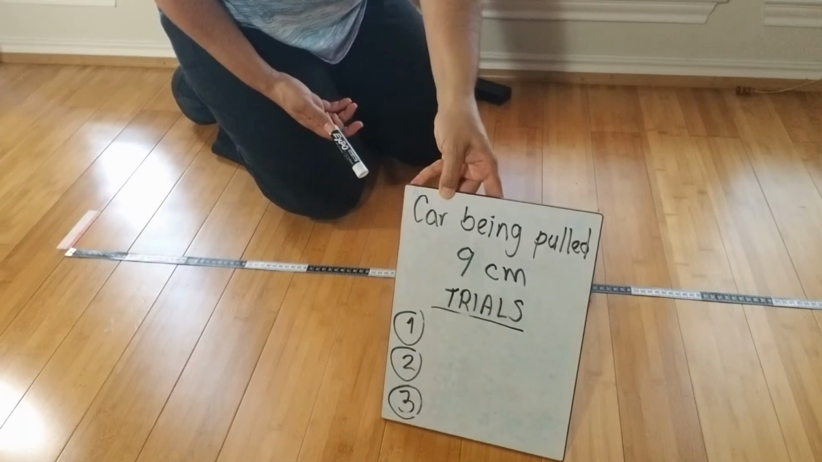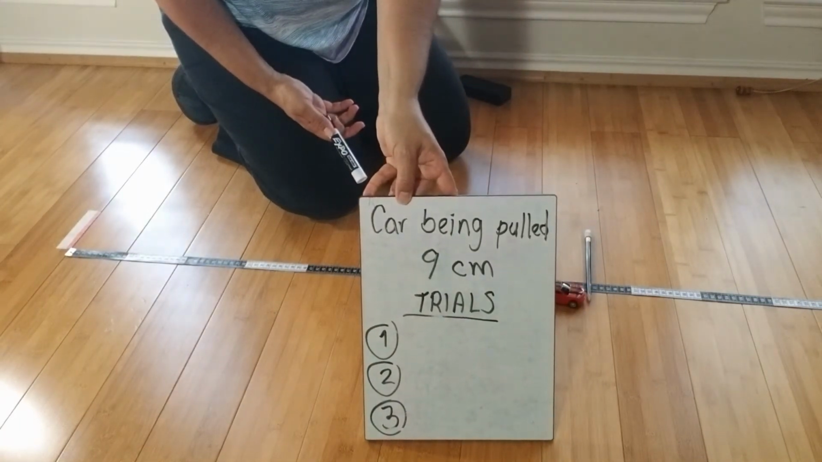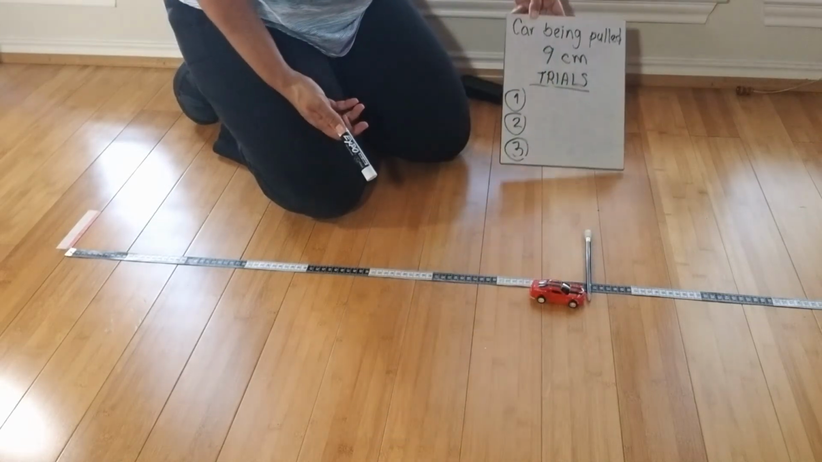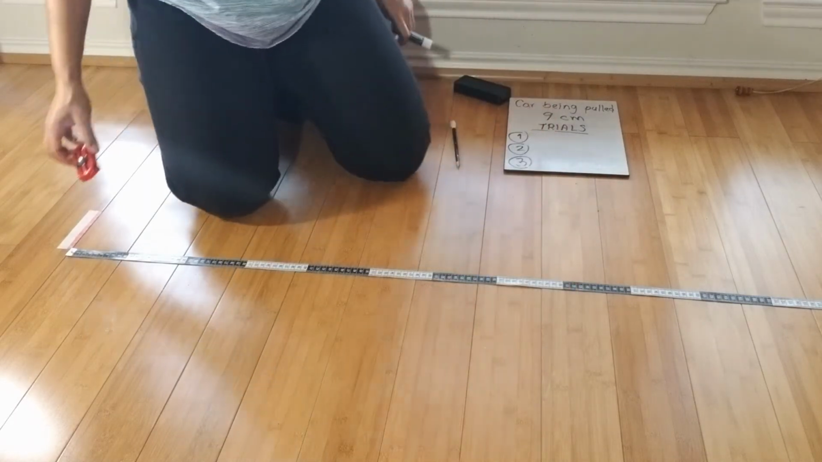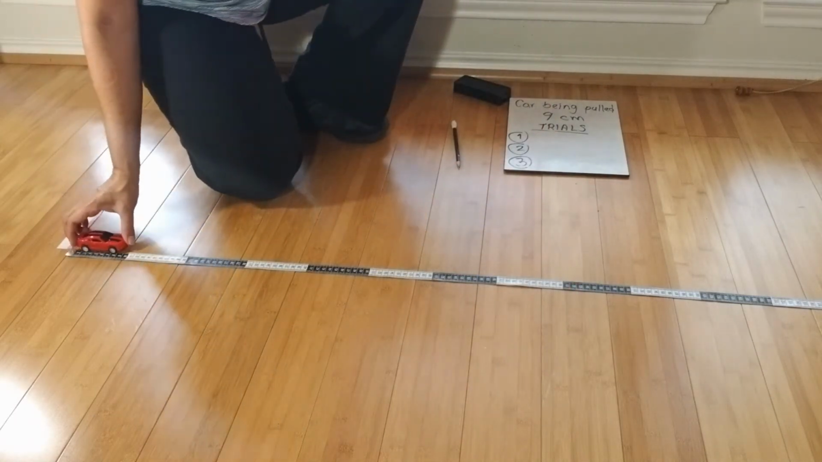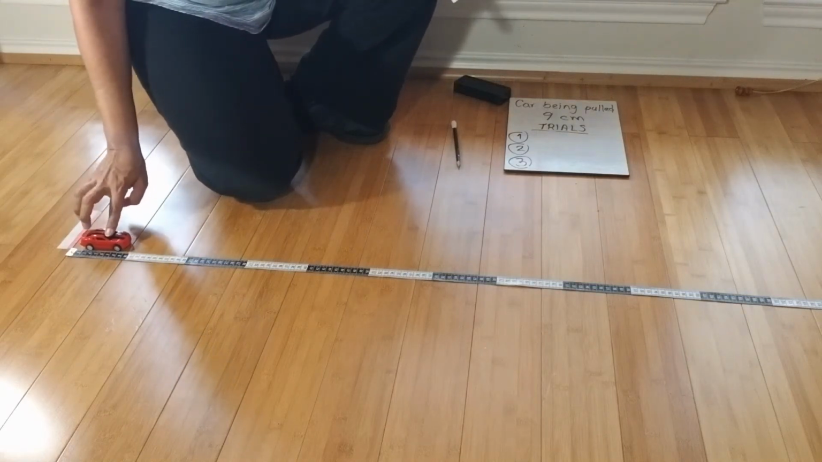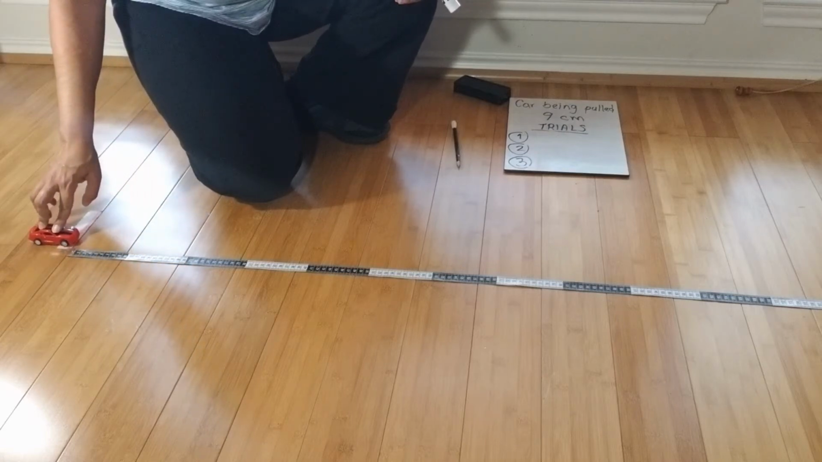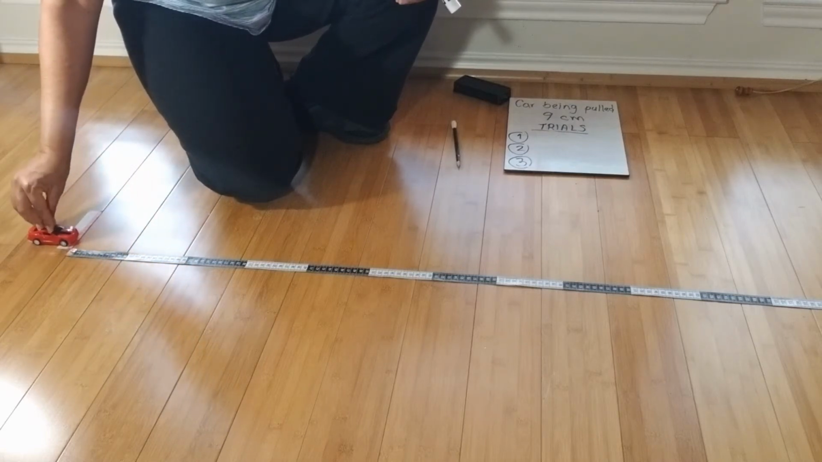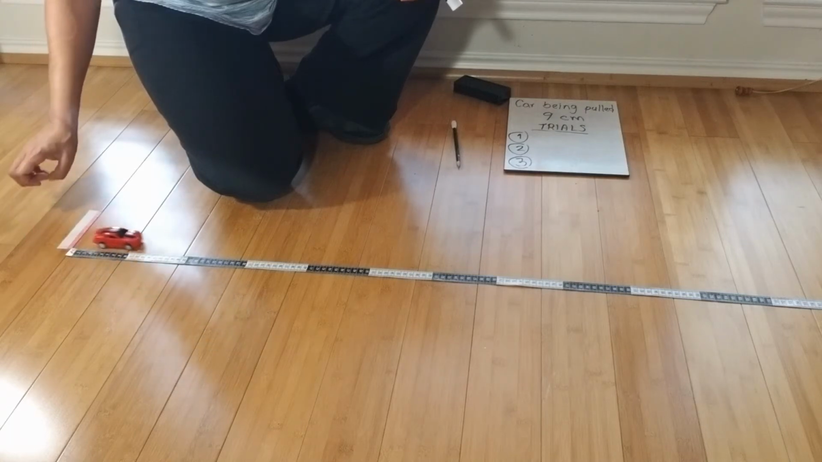9 centimeters for the last part of your chart, and we're going to see how much it moves if we start at 9. So now if you notice, it's a little bit more ahead of the starting line, and I'm going to put it back again, so I'm going to store more energy. We have potential energy, and as soon as I release it, it's going to become kinetic energy.